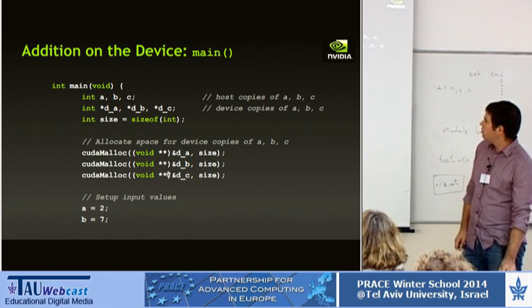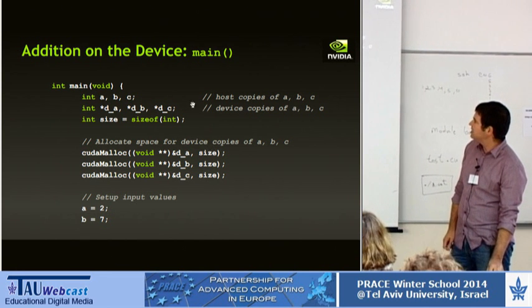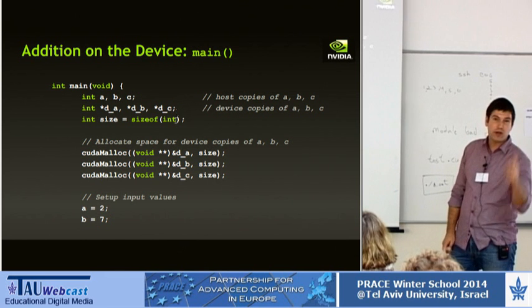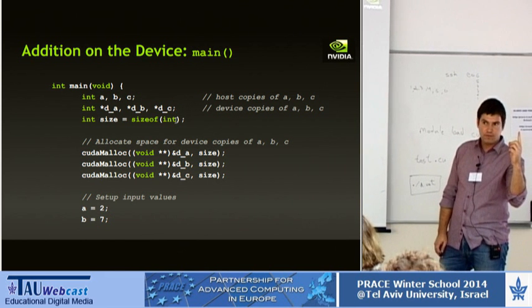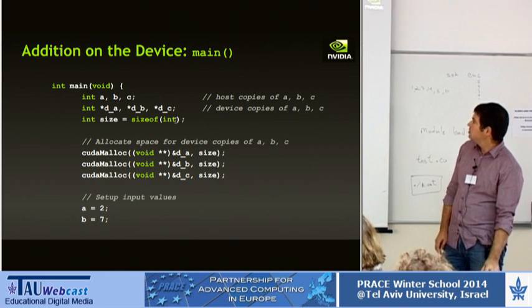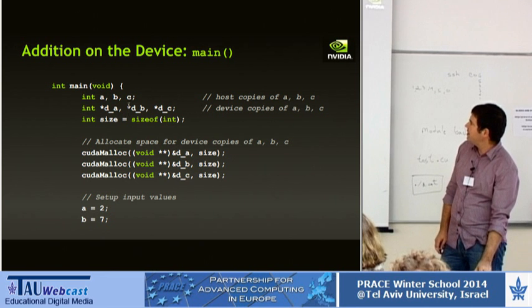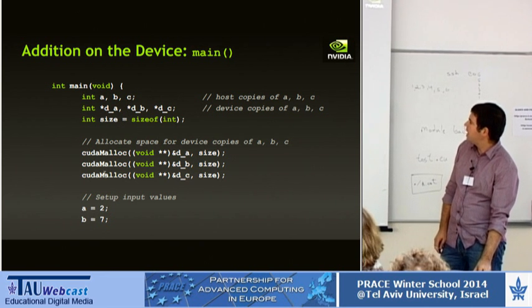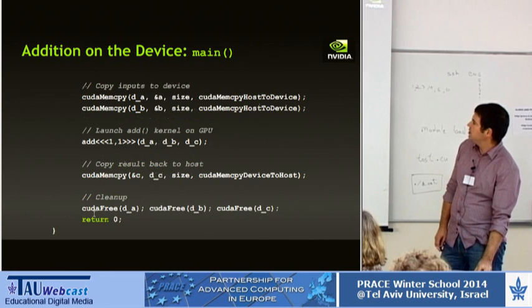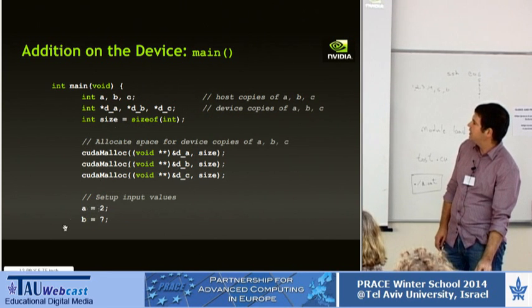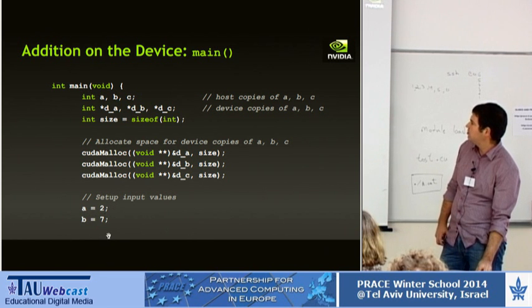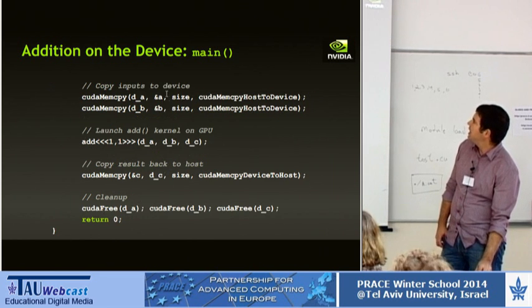How much data do we allocate right now? Size, which is just sizeof int, because we're working on 1 int for the moment. Okay? So this is defining data on the host and allocating data on the device. And we are initializing our data, A and B here, 2 and 7, just to have some data and not garbage. And here we use cudaMemcpy.